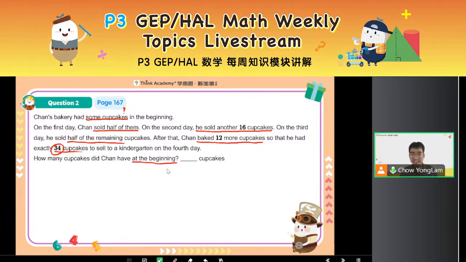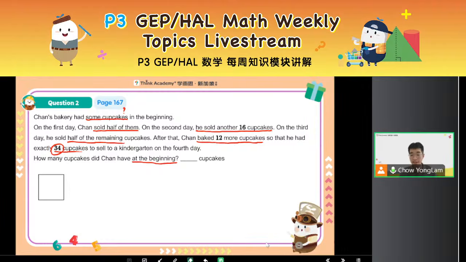The ending here is that at the end, he has exactly 34 cupcakes to sell. So the ending is 34. But I don't know the start. I know the end, but I don't know the start, and I know the entire story. Remember, we can draw a train diagram to help us solve the working backwards problem. So as usual, start by drawing a train diagram.